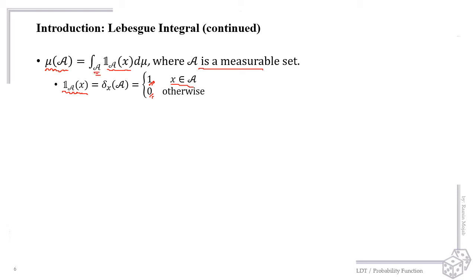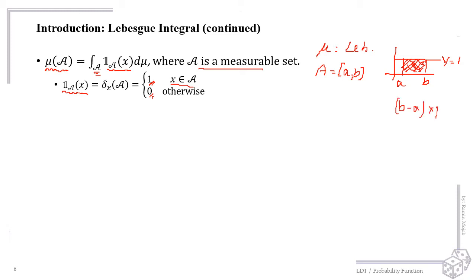For example, assume that mu is Lebesgue measure and A is an interval, A and B. Here, this integral is the area of this region. If this is y equal 1, and this is A, and this is B, then that integral is the area in this region. And as you can see, this is B minus A multiplied by 1, which is the length of this interval, or the Lebesgue measure of A.